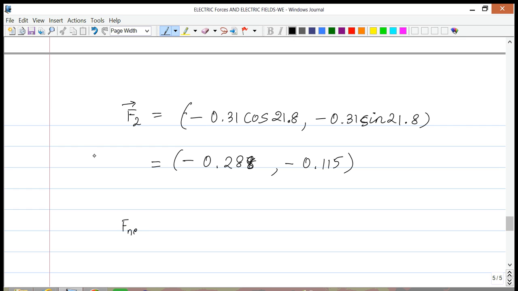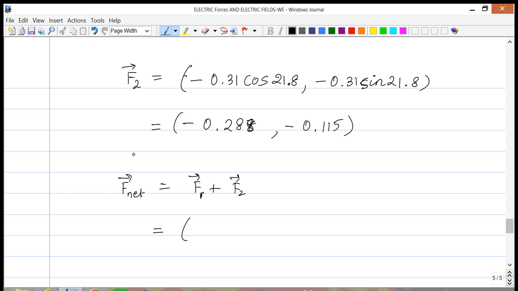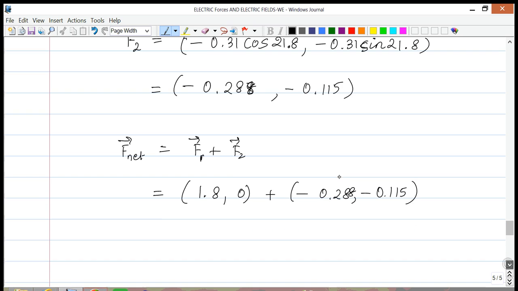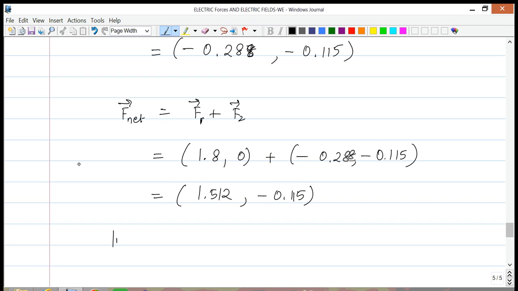Okay, so now we have F1 and F2. We can figure out F net. F net is equal to F1 plus F2, and F1 we said was 1.8, 0 plus F2, which is negative 0.288, negative 0.115, and this gives us 1.512, negative 0.115. Okay, now I can find my magnitude.